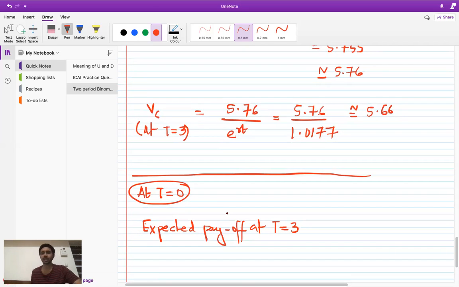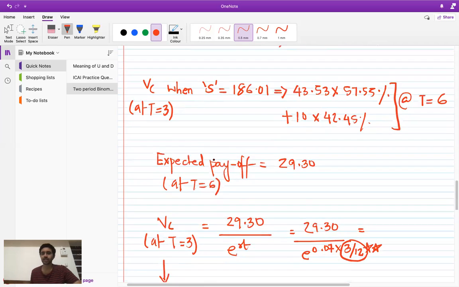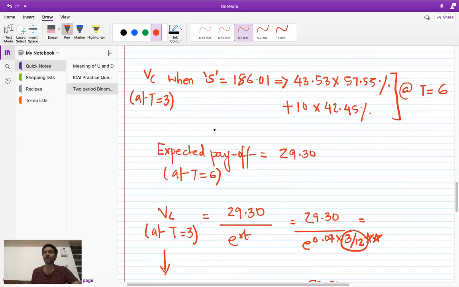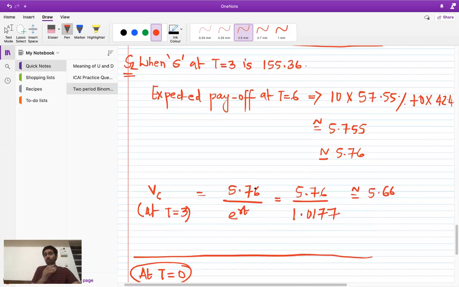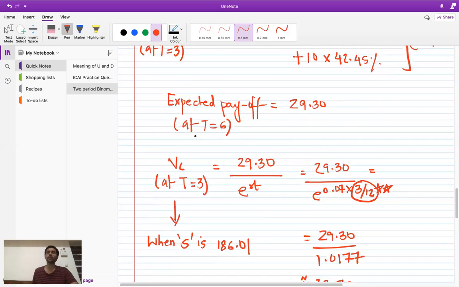The probability that the share price can go up from 170 to 186 is 57.55, and the probability that the share price can fall from 170 to 155 is 42.45 percentage. The value of the call option at t equal to 3 on the upside is 28.79, and on the bottom end is 5.66. Which means there is a 42% chance that the value of the call option will be 5.66, and a 58% chance that it is going to be 28.79.